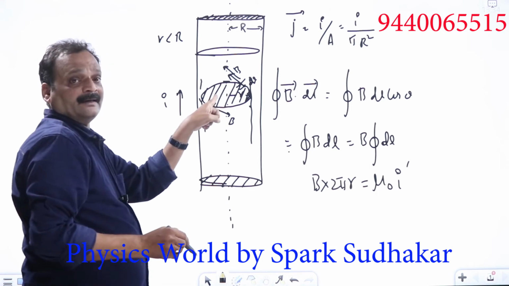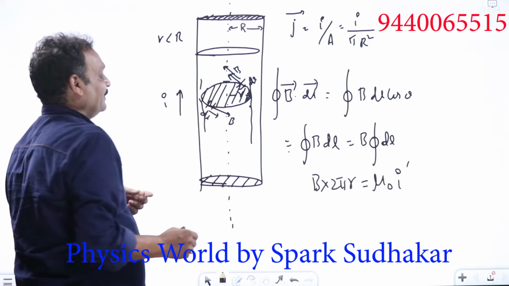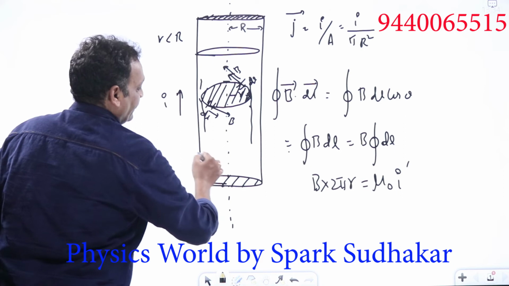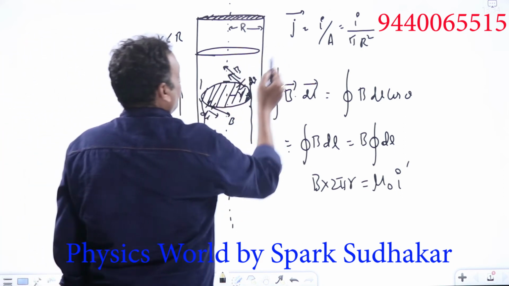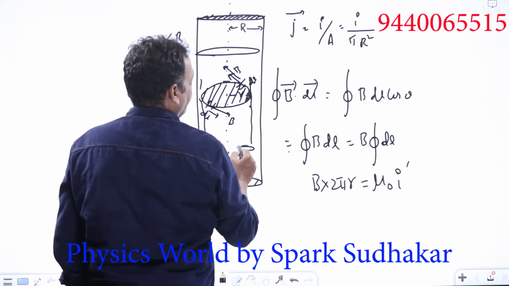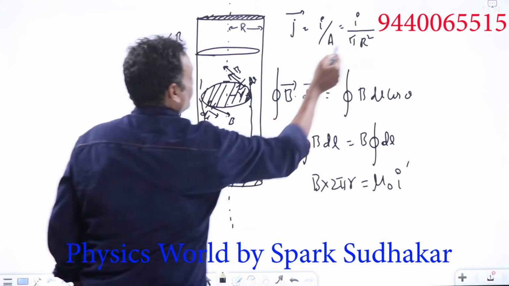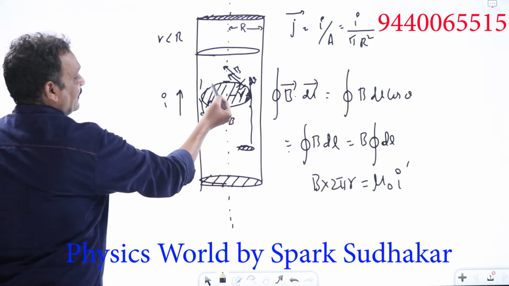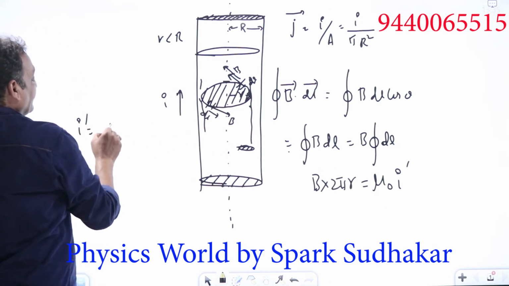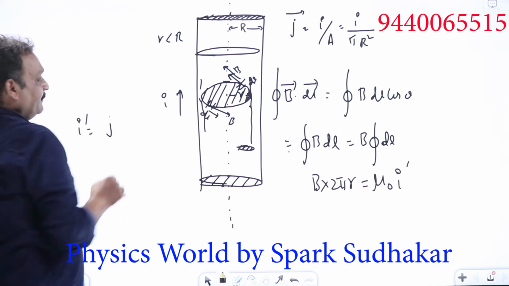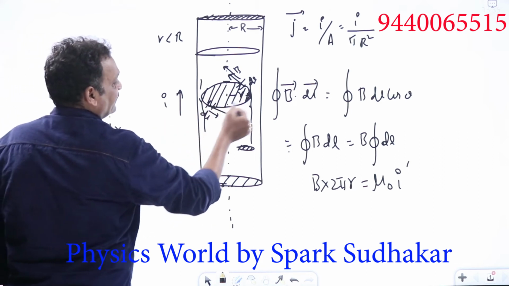Current through this path only. How do we evaluate that? Current through the entire wire is I. Current density means current per unit cross-sectional area of the wire, which is I by pi R square. So what is the current through this section under consideration? I dash equals current per unit area into area of this path.